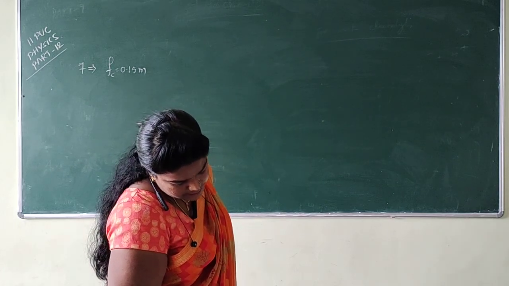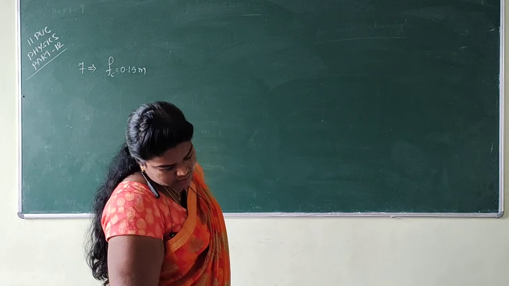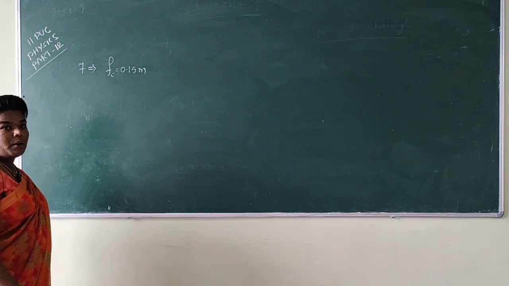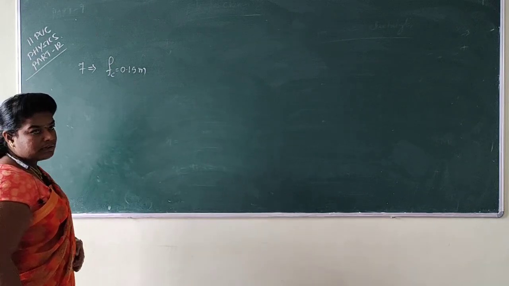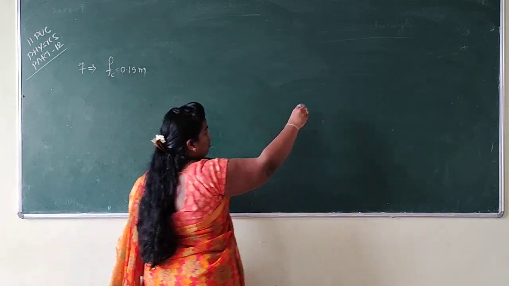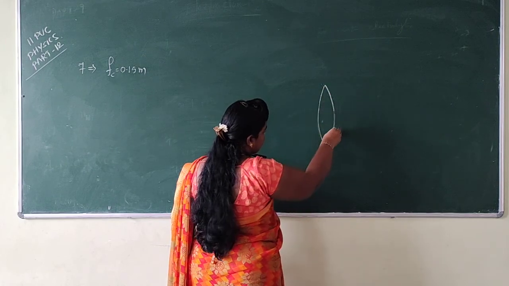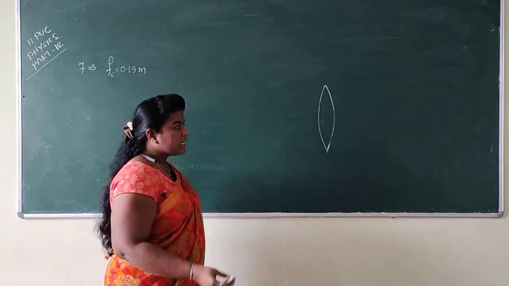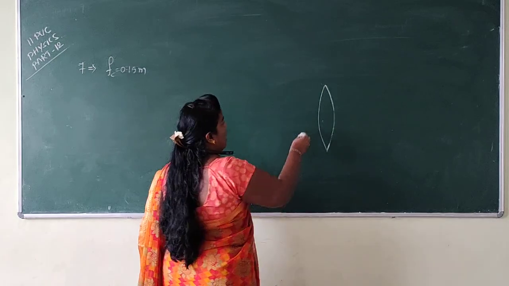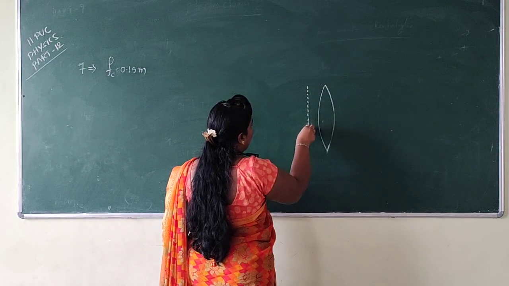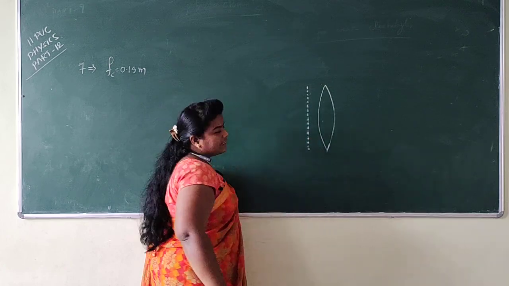See my dear students, here the question was like this. What exactly is given? Observe: we have a convex lens. This is said to be the convex lens. Along with this convex lens, another liquid lens is being formed, in contact with the convex lens.